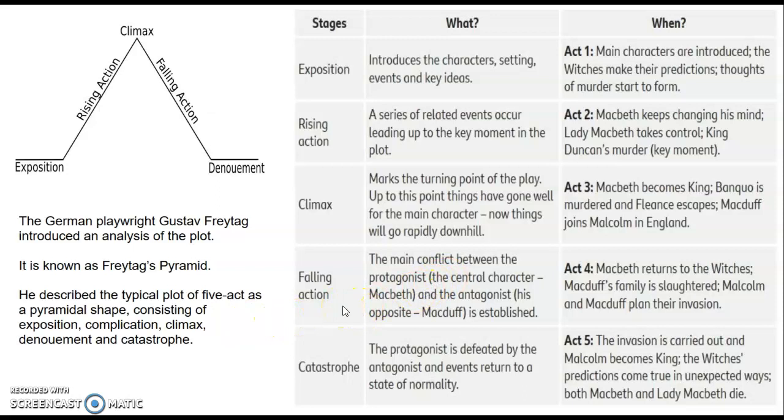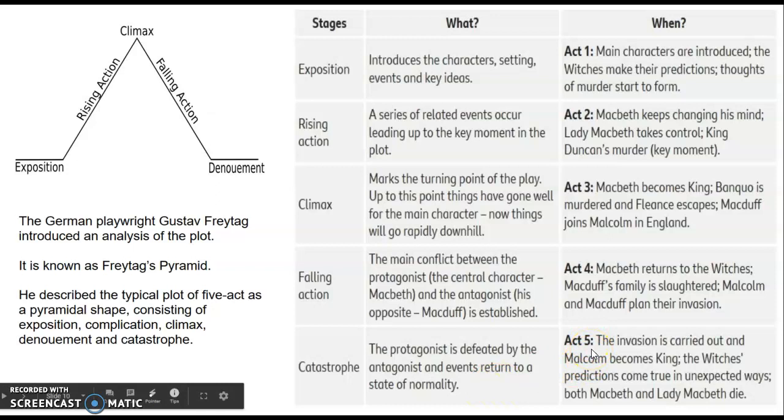Act 4 is where falling action takes place, the main conflict between the protagonist and the antagonist. In Act 4, Macbeth returns to the witches, Macduff's family is slaughtered, and catastrophe or denouement is the final end. So Act 5 of Macbeth is where the denouement is. The protagonist is defeated by the antagonist and events return to a state of normalcy.